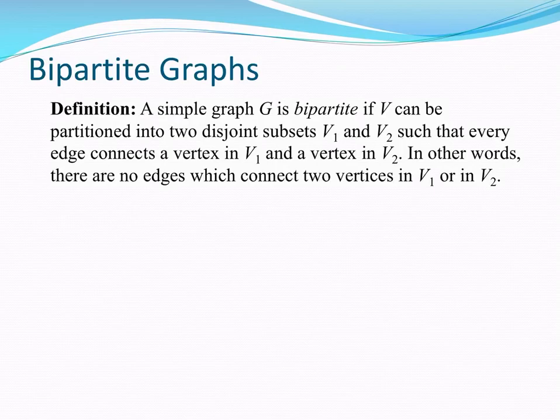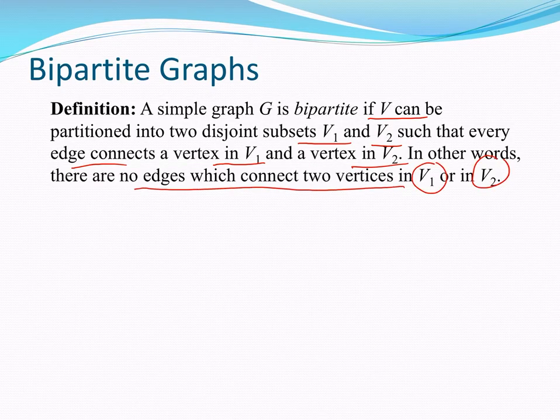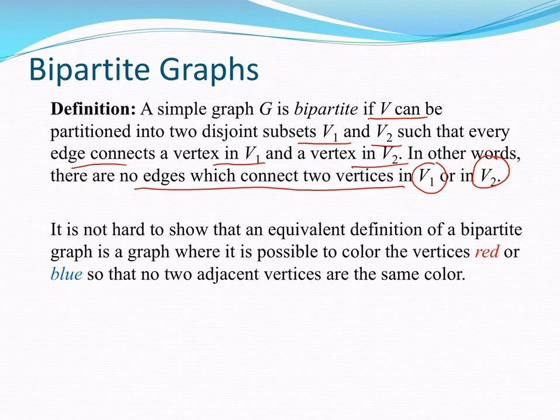A graph is bipartite if its vertex set can be partitioned into two subsets such that every edge connects a vertex in vertex set 1 to a vertex in vertex set 2. In other words, there are no edges which connect two vertices in V1 or in V2. An equivalent definition is where it is possible to color the vertices red or blue so that no two adjacent vertices have the same color.